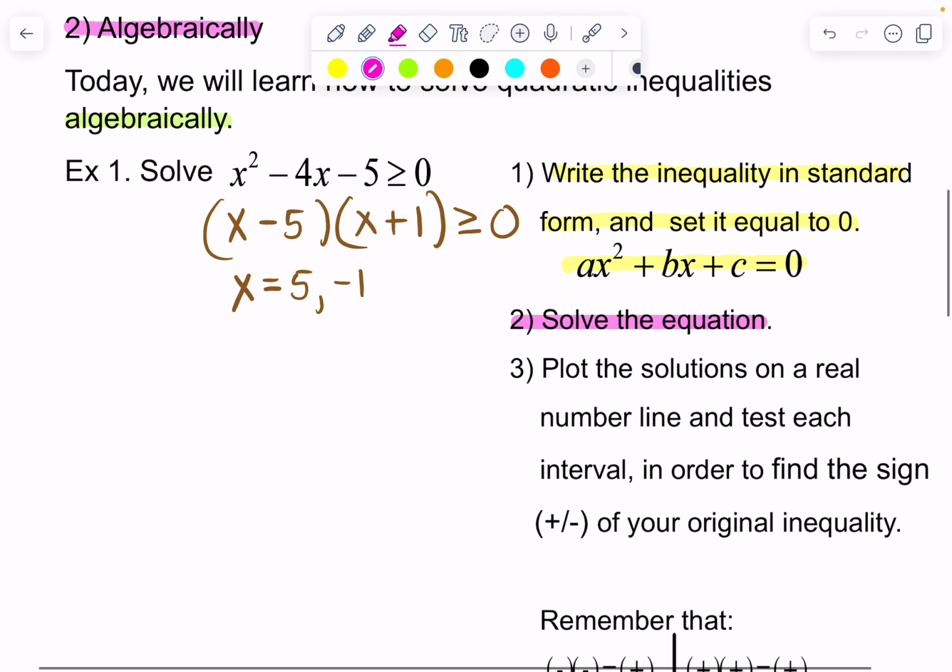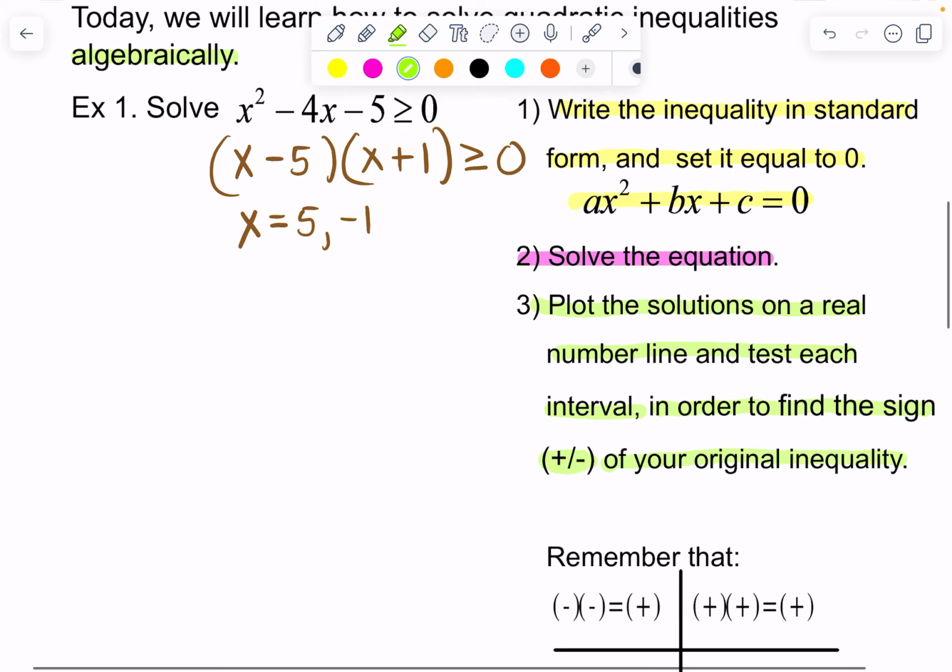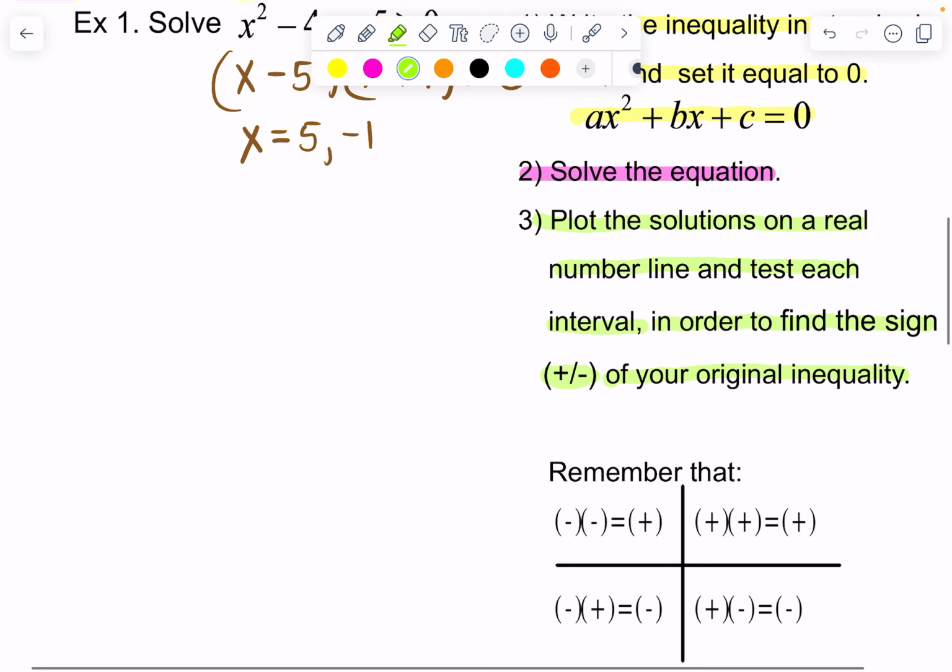Now, step 3. We're going to plot the solutions on a real number line and test each interval in order to find the sign, whether it's plus or minus, of your original inequalities. Please remember that a negative times a negative is a positive, a positive times a positive is a positive, a negative times a positive is a negative, and a positive times a negative is a negative.